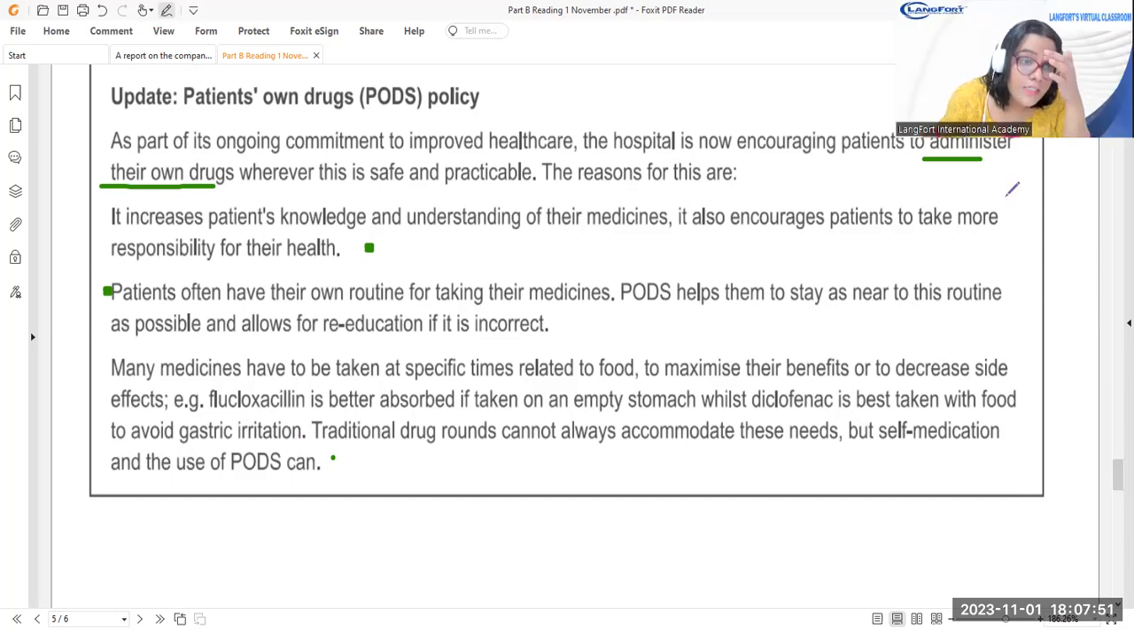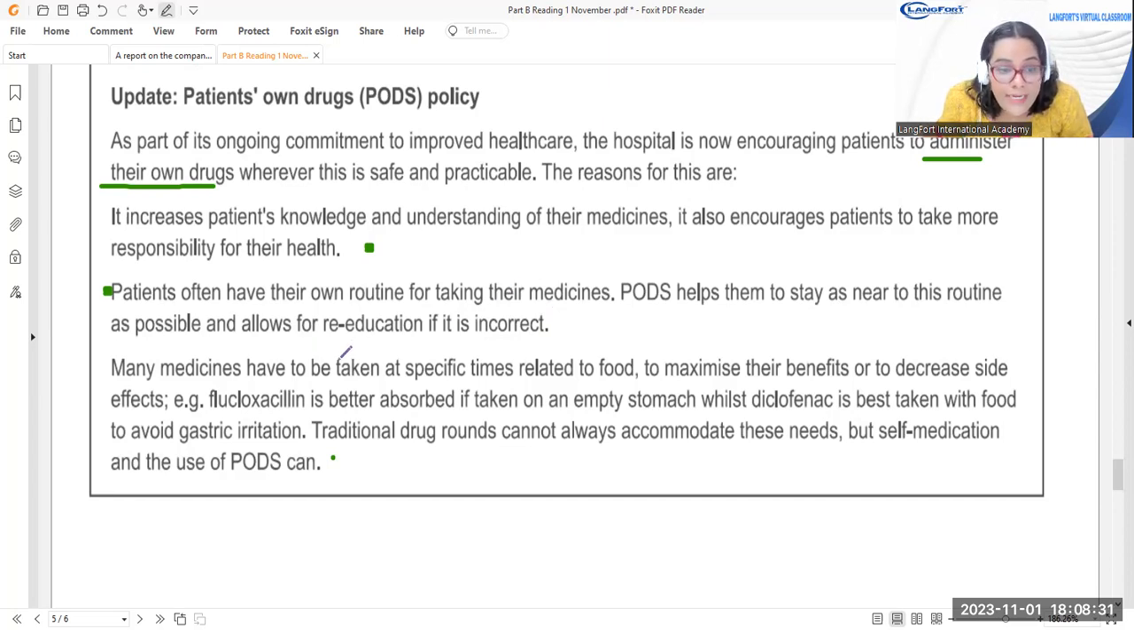So they talked about one reason for making patients administer their own drugs: to give them knowledge and understanding of their medicine and encourage them to be responsible for their health. The next reason is patients have their own routine for taking their medications. The PODs system helps them to stick to that routine as much as possible and allows re-education if the routine they are following is incorrect.